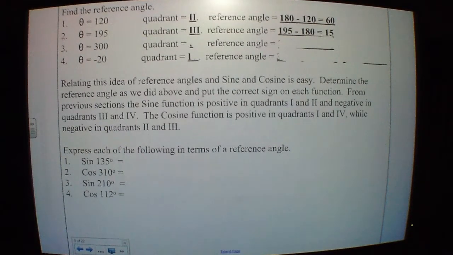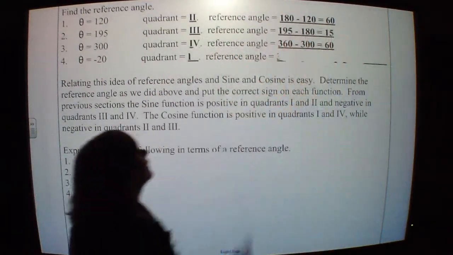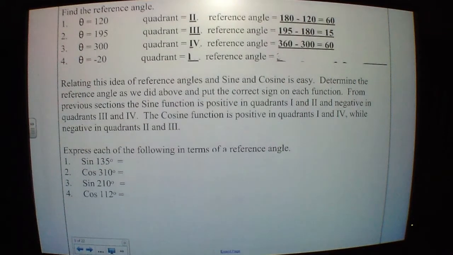If theta is 300, it puts you in the fourth quadrant. And so my reference angle then would be 360 minus 300. It gives you 60 degrees.